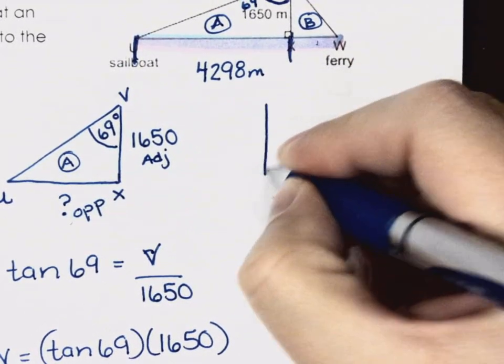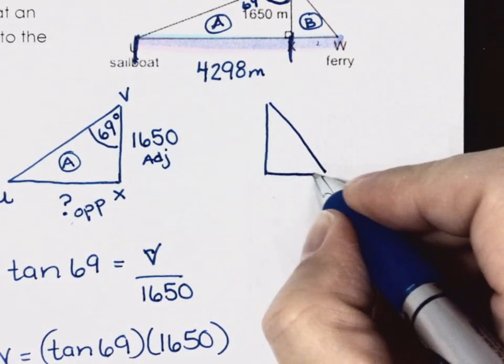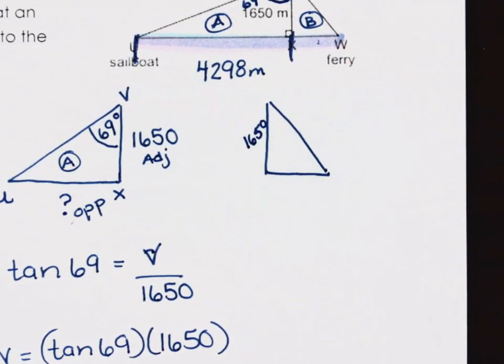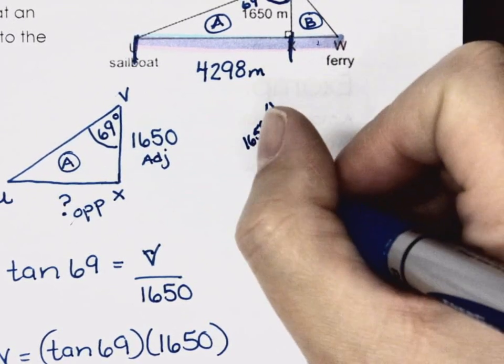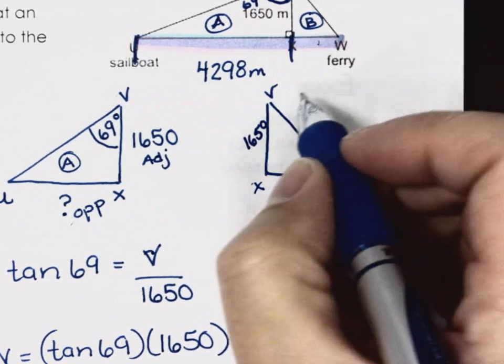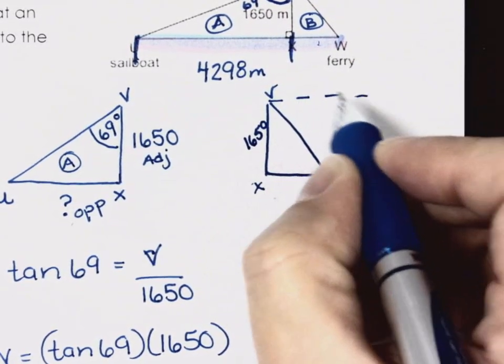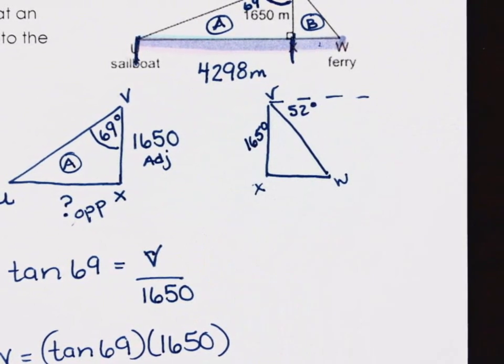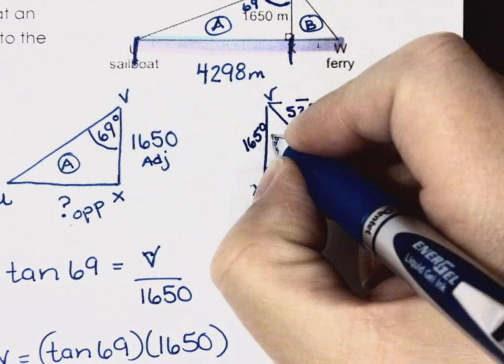So I got triangle B right here. It's a little bit smaller. It still shares the vertical, so this is going to be 1650. This is W, that's X, V. And what I know is that the angle of depression is 52. So what's that angle inside the triangle? 38. And you got that by?